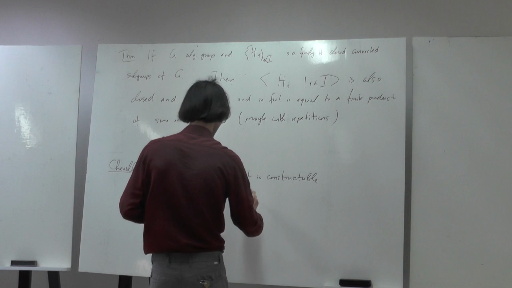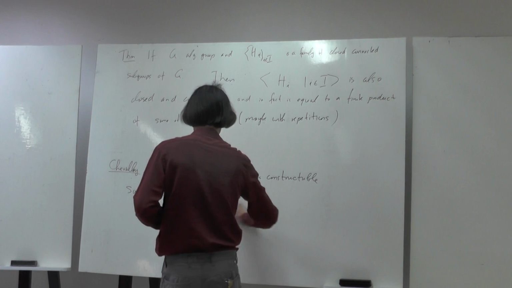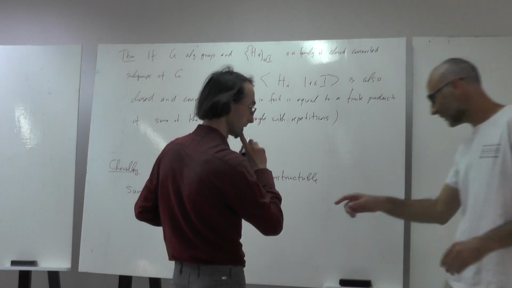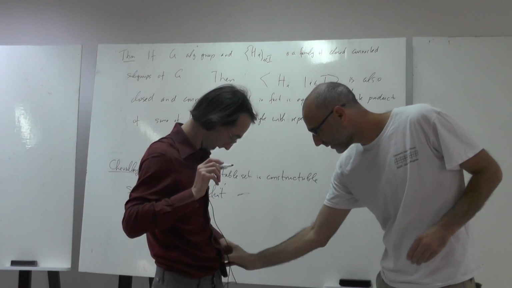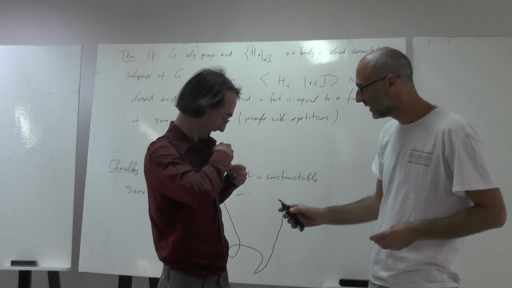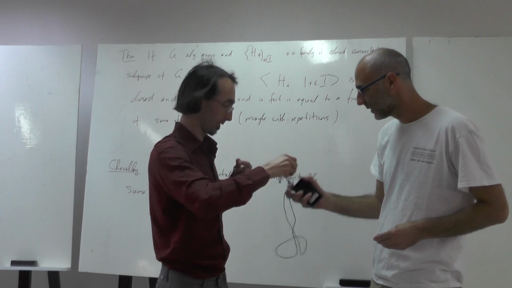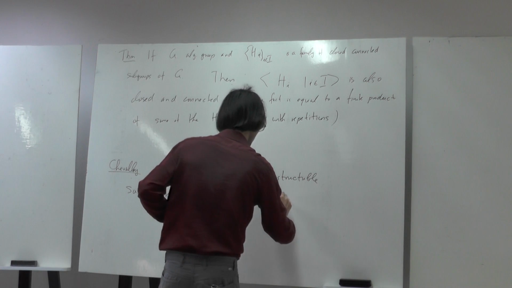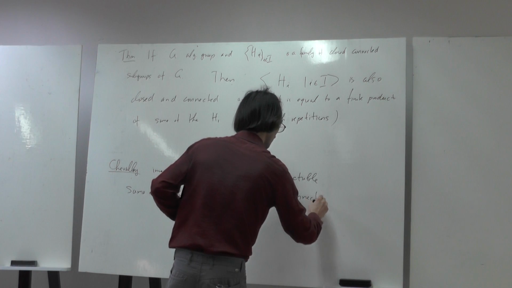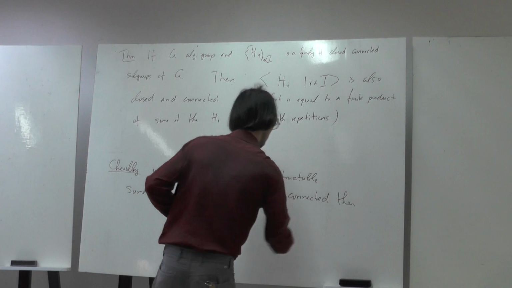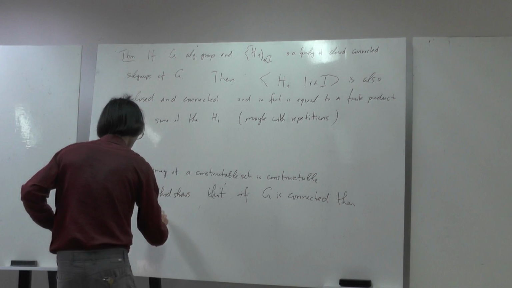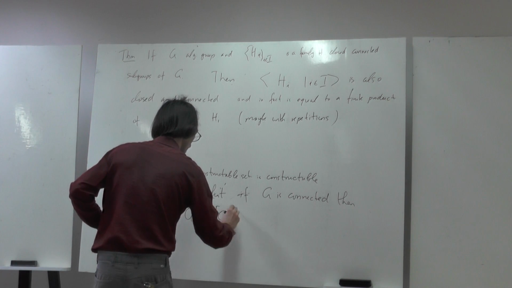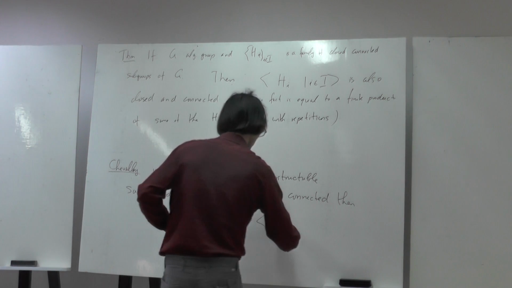so if G is connected, then so is the derived subgroup. This is the group generated by all commutators.